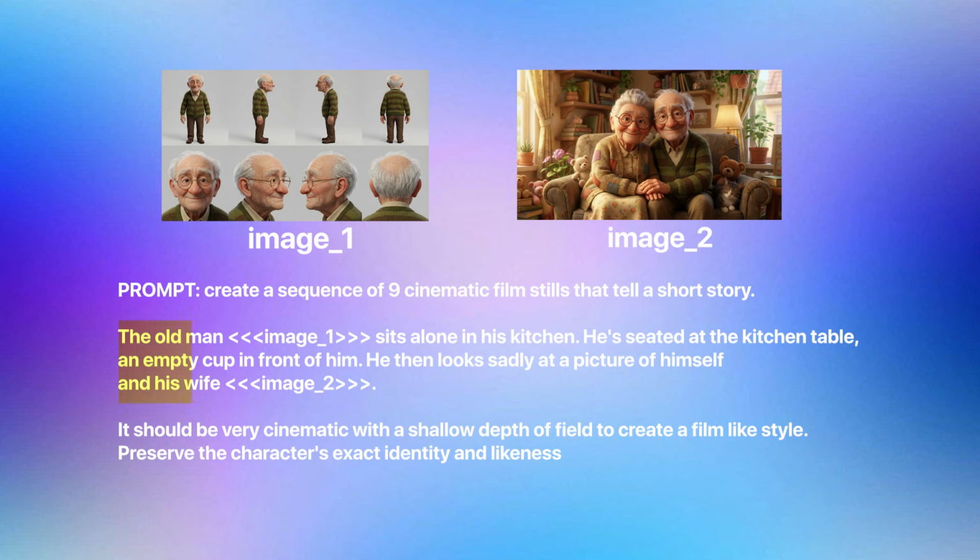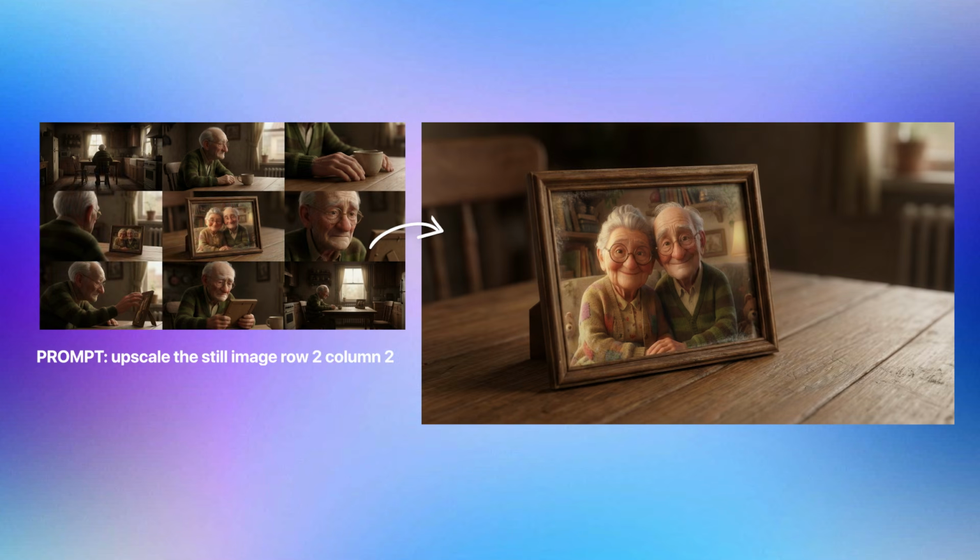So for example, in scene 1, this is the prompt that I used. What the story is, the old man sits alone in the kitchen. He's seated at the kitchen table, an empty cup in front of him. He then looks sadly at the picture of himself and his wife. As you can see, I make sure every time to reference the sheet and some other images using the tag function in Higgsfield. And then I get the storyboard where I can just upscale the images that I want.